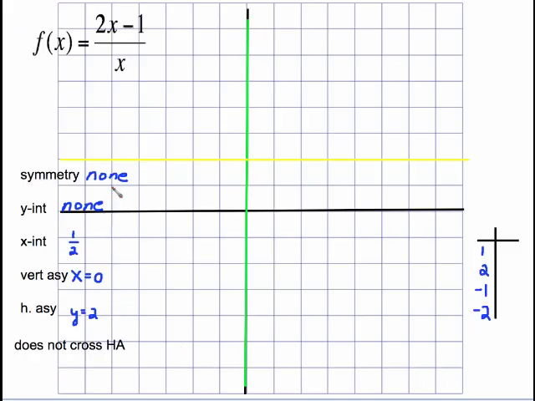So here's all our information put together on one page. There was no symmetry, there was no y-intercept. The x-intercept is 1/2. There's a vertical asymptote at x equals 0, which I have drawn in the green. There's a horizontal asymptote, y equals 2, that's the yellow. It does not cross the horizontal asymptote. So the only thing I can put on this graph other than my asymptotes is the x-intercept of 1/2. I know it's crossing right there. That is enough to tell me that this most probably does this, and its opposite curve is up here.